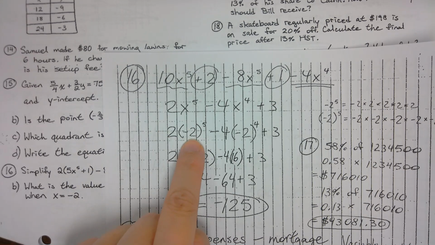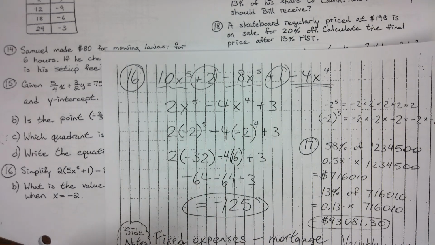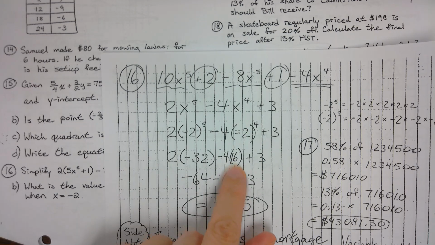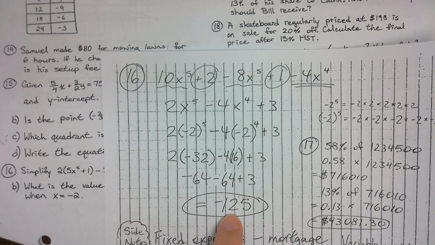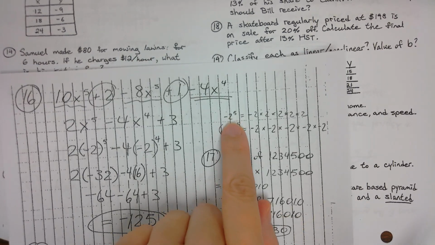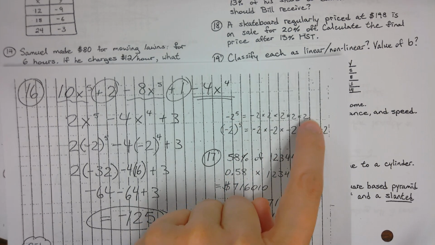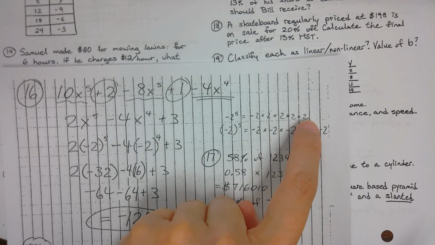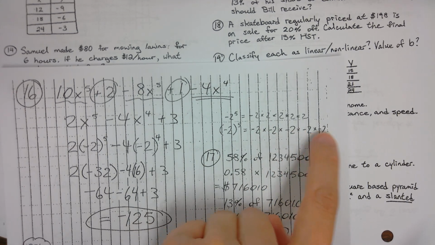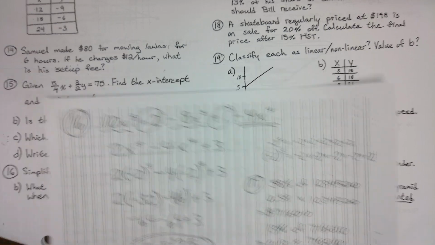When you substitute, make sure you put it in brackets because otherwise you're going to lose the exponents. You're going to lose the sign. So here you get -32, and that's why here you get +16. So do the rest on your calculator, you'll get -125. Don't forget -2 to the power of 5 without brackets means -2 times 2 times 2 times 2 times 2. But when it's in brackets, it's -2 times -2 times -2 times -2 times -2. That's the difference with brackets and with no brackets.